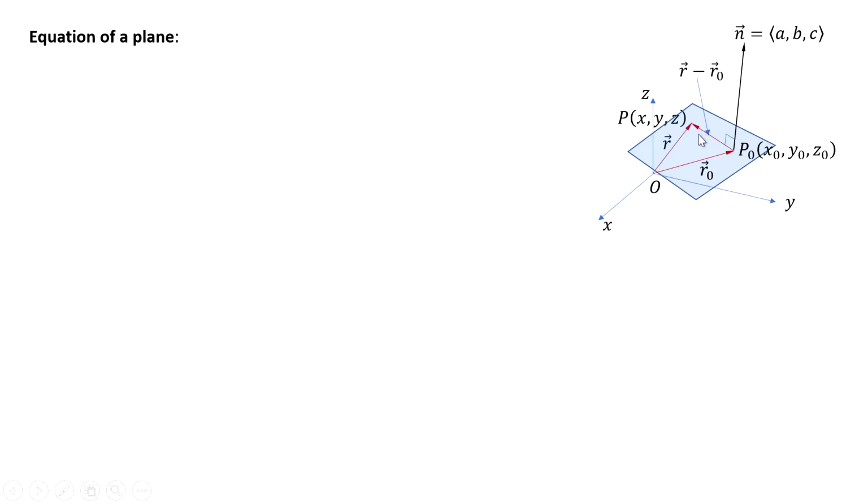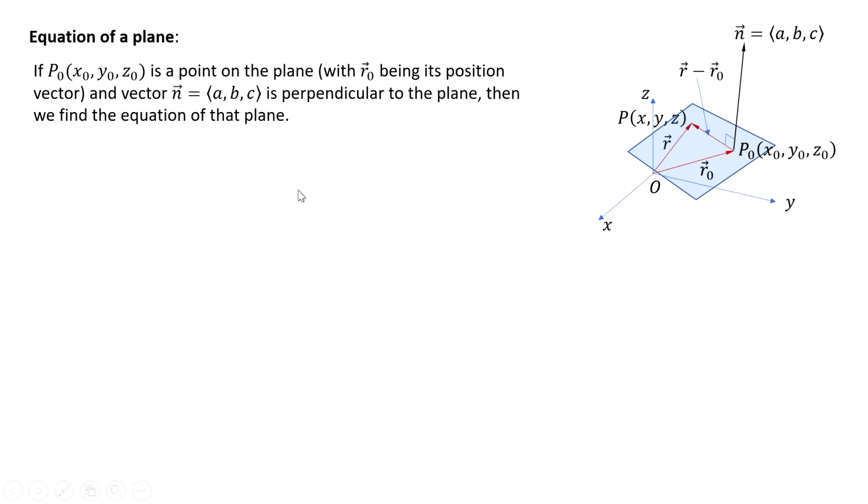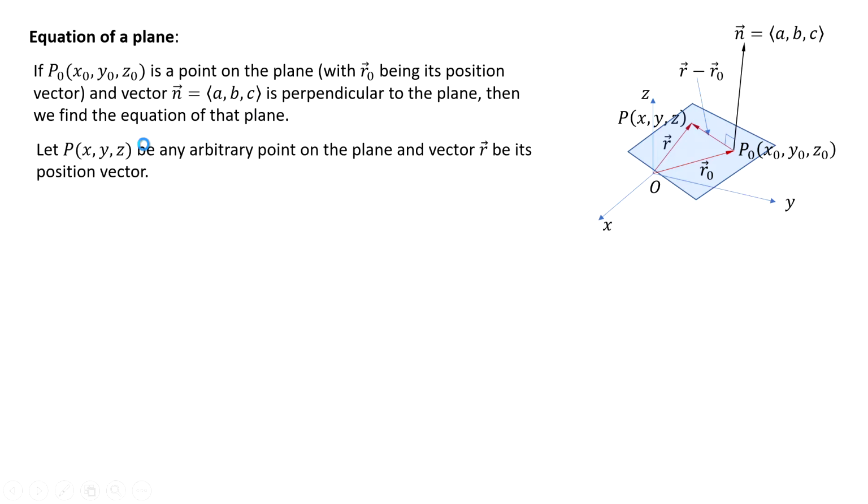What does that got to do with any of this? See, we need all this background so that we can say if P sub 0, people call it P naught, has coordinates x naught, y naught, z naught, is a point on the plane with R sub 0 being its position vector, and n has the components a, b, c, is perpendicular to the plane, that's a normal vector, then we find the equation of that plane. How? Let P be an arbitrary point and R be its position vector.